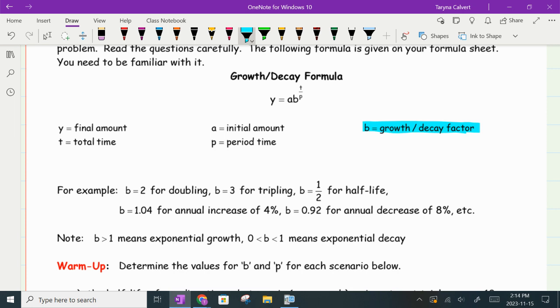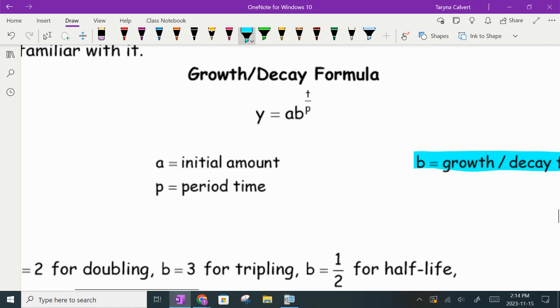And P represents your period time. So the biggest thing with these two, if it's doubling every 2 minutes, your P is 2. These two go together. B and P, I always think Boston Pizza. They go together. So if you have a tripling every 5 years, your B is 3, your P is 5. Those two, time and multiplication factor, go together.